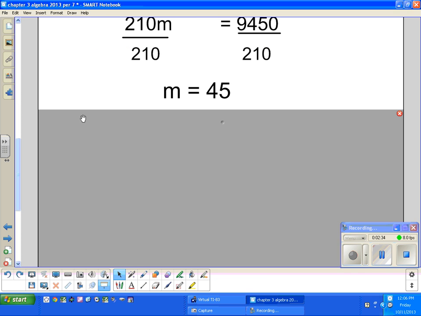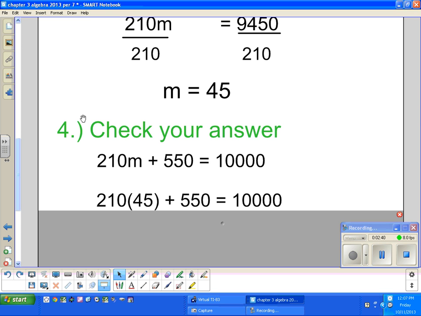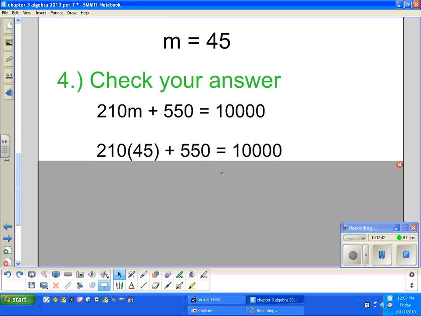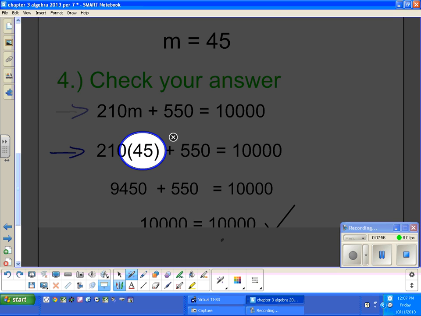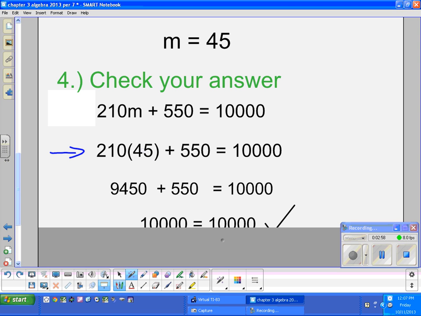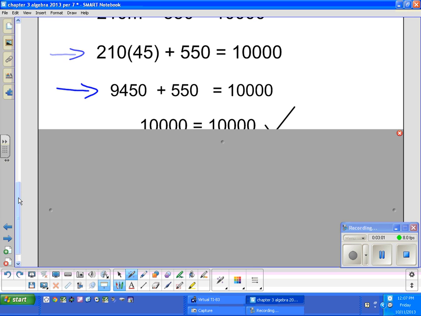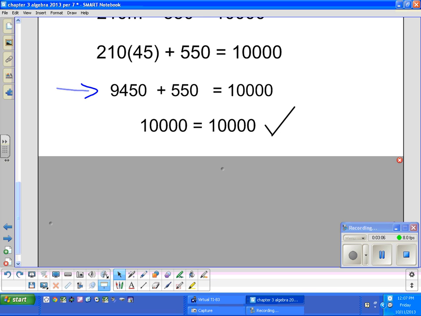The next step is step number 4, check your answer. So we're going to check our answer. Now, depending on your teacher, I say rewrite the whole equation. Do the substitution using parentheses, and then do the math to produce an equality statement at the end of two things equaling each other. And then I usually say put a check mark, check your answer.